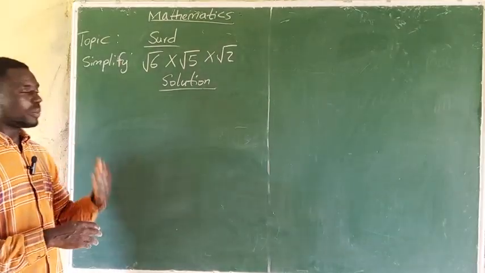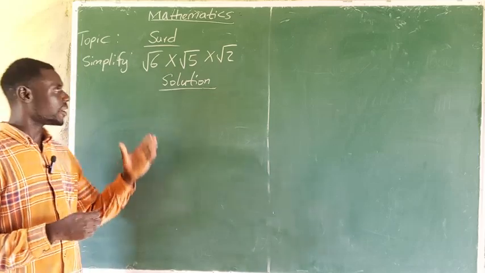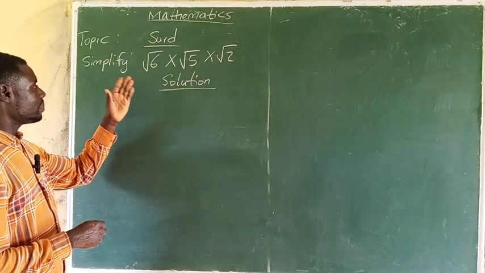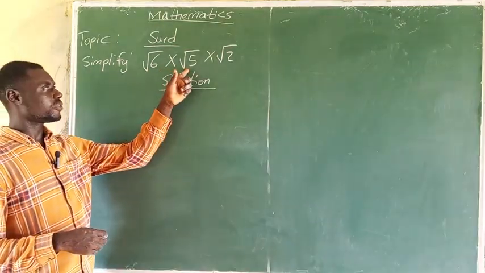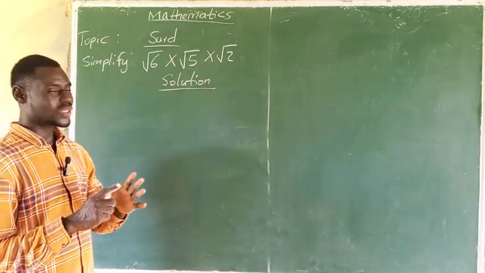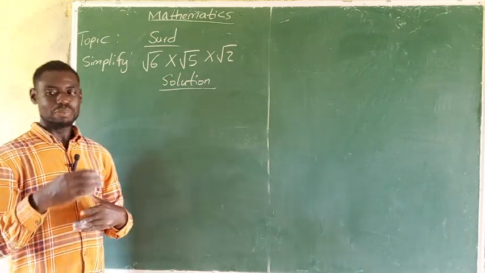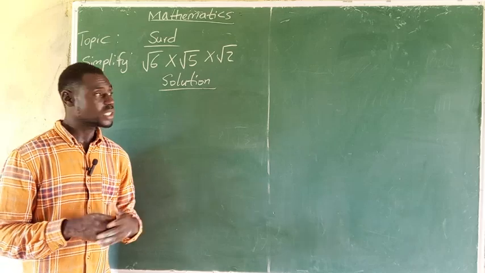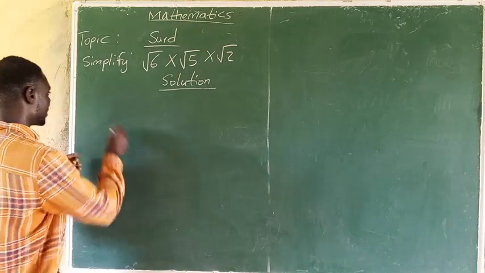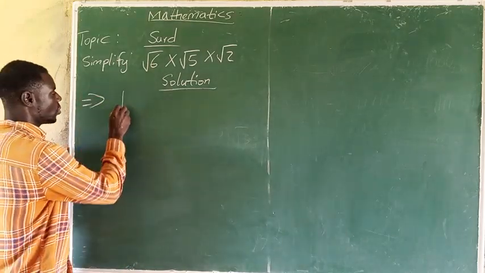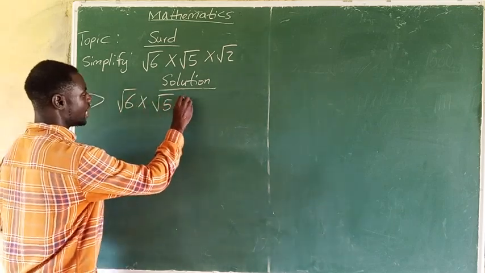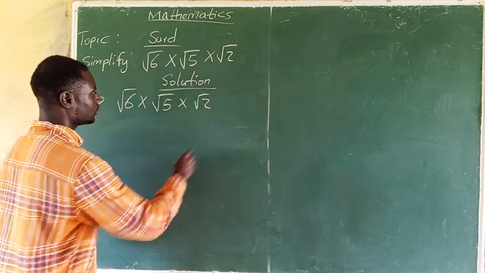Surds as a topic. In my previous video, I talked about the rules of surds. We want to solve a problem given to us. We say simplify root 6 times root 5 times root 3. Now, whenever you have roots that are different but can be multiplied, you simply bring them together. That is what I mean: this implies root 6 times root 5 times root 2.